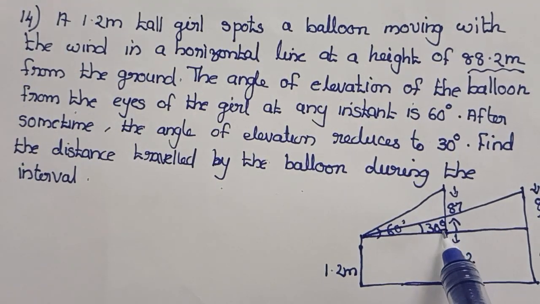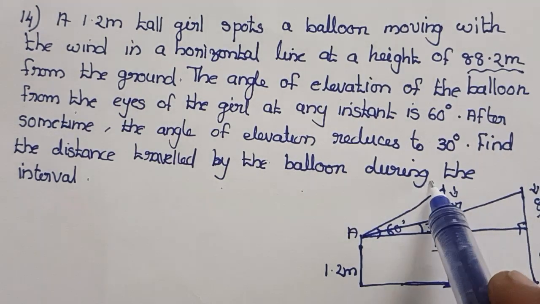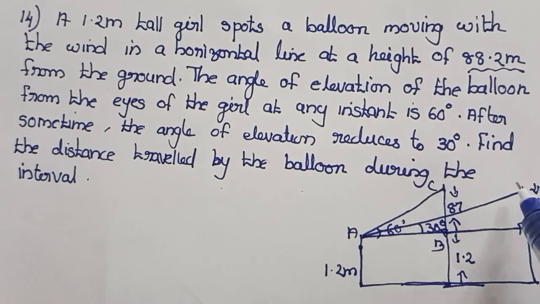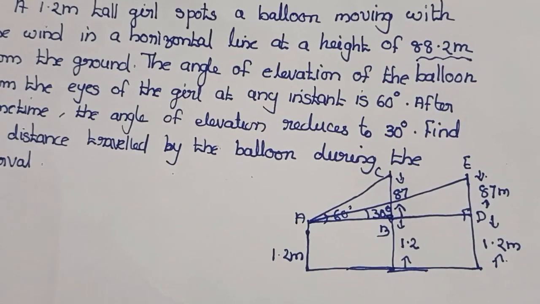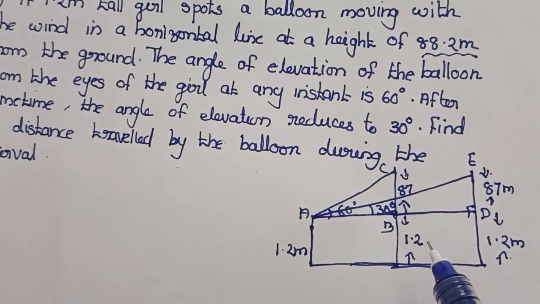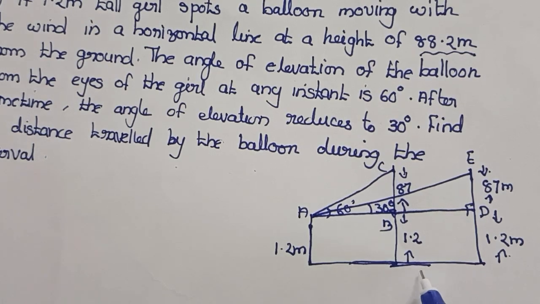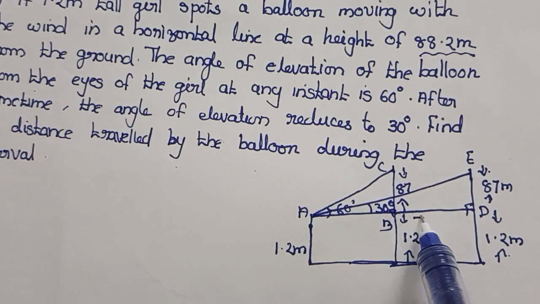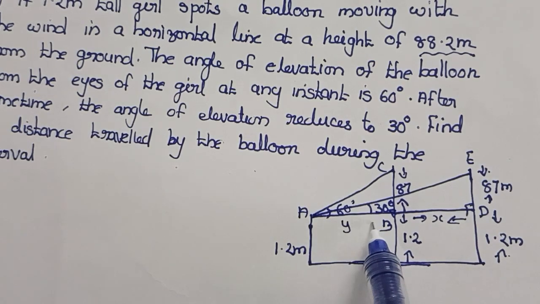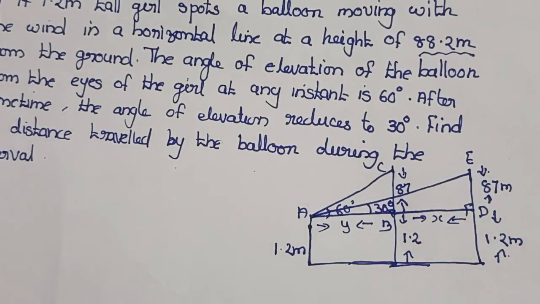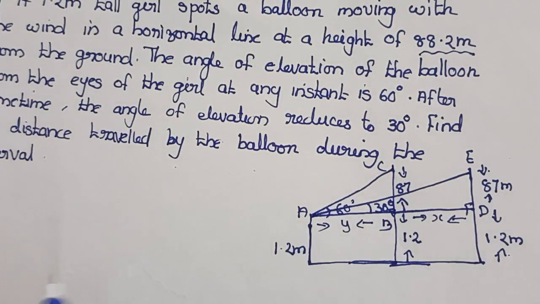Now two right triangles are there. First one ABC, second ADE. Find the distance traveled by the balloon during the interval, that we have to find. So distance traveled means this much distance it traveled. So take it as x. Remaining here it is y. First right triangle is ABC.